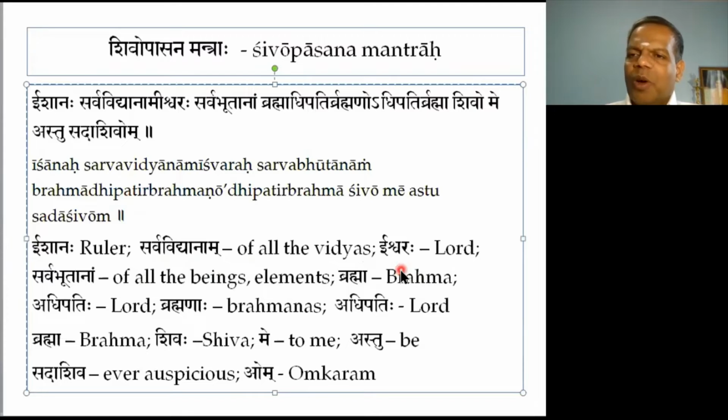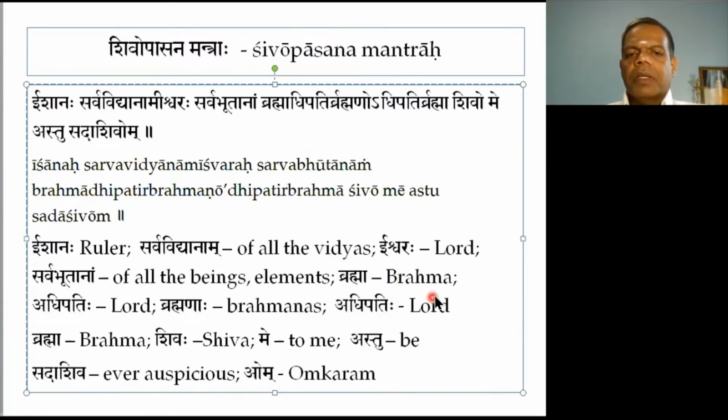Ishvaraha, again Lord, the best of lords. Sarva Bhutanam, of all beings and of all elements. So he is the Lord of all the elements. Bhuta also means element, also means every living being. Sarva Bhutanam Ishvaraha.